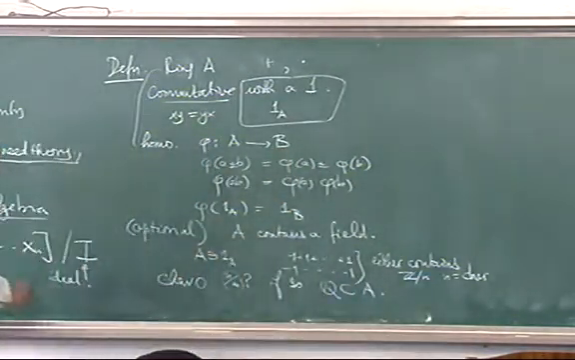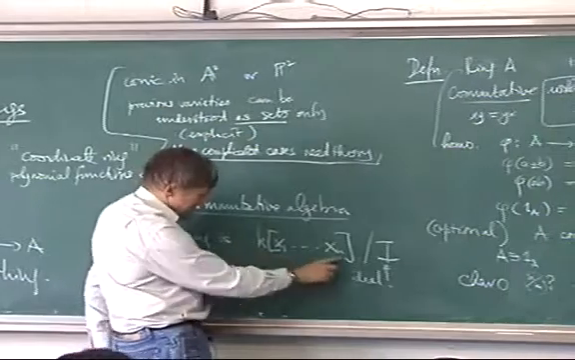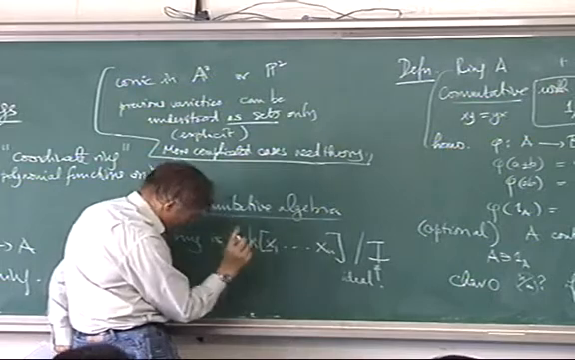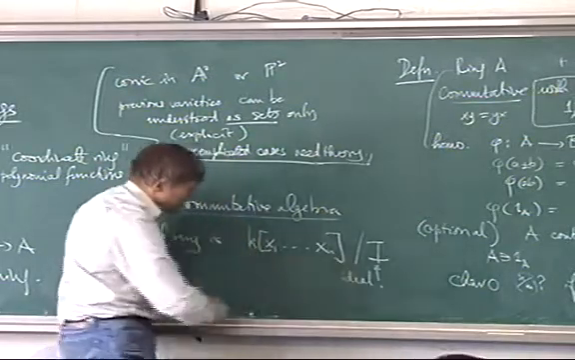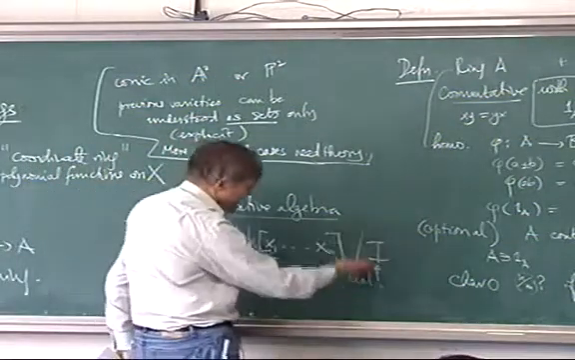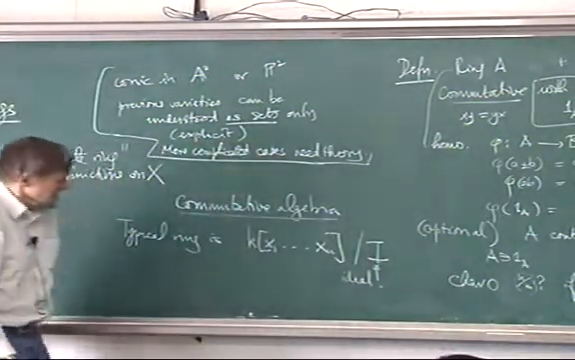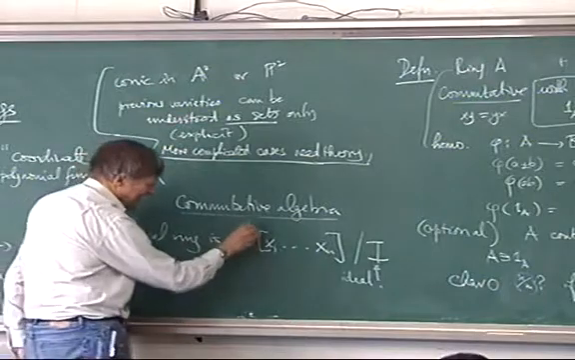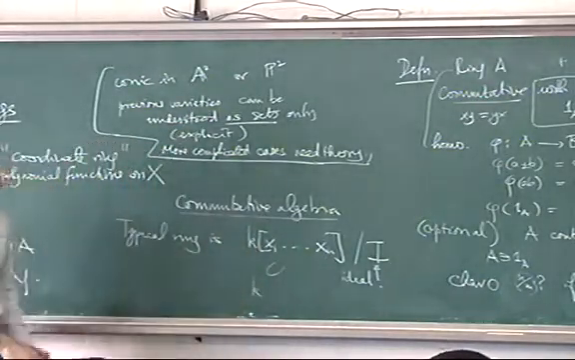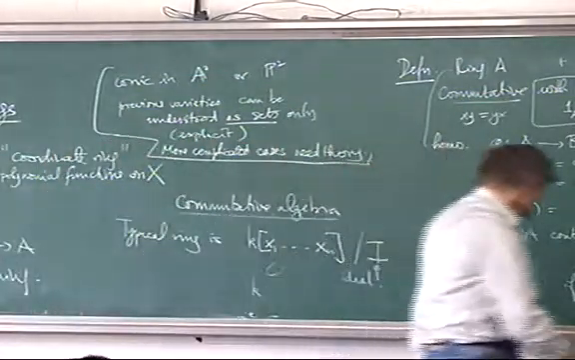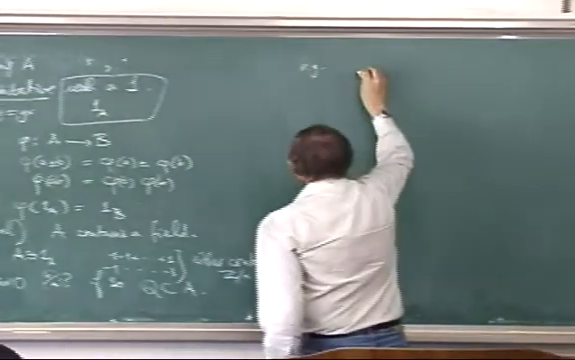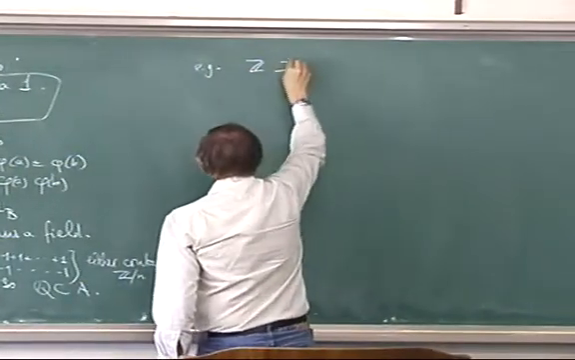So the typical rings in algebraic geometry are, you start with a field, and you add x1 up to xn, polynomial generators, and then you divide out by the ideal I, and so this automatically contains K. This automatically contains a copy of K. So, for example, Z does not contain any field.